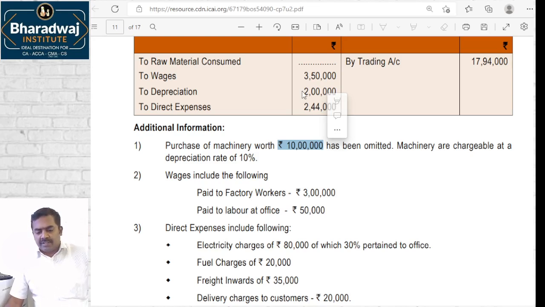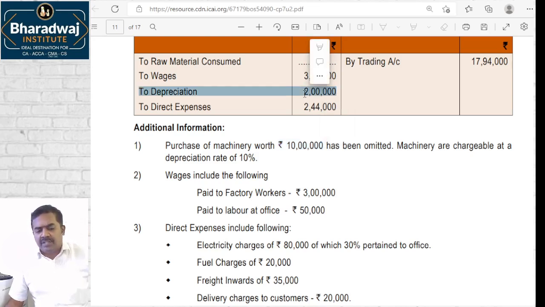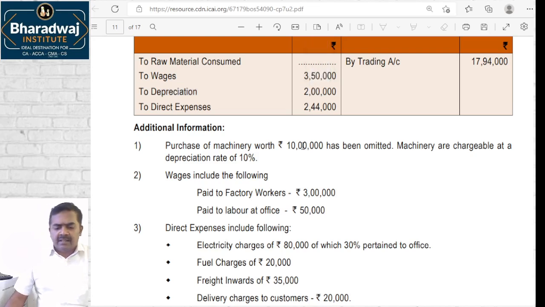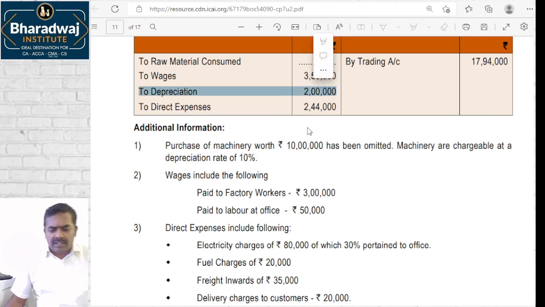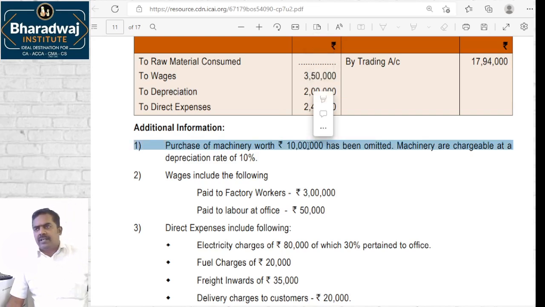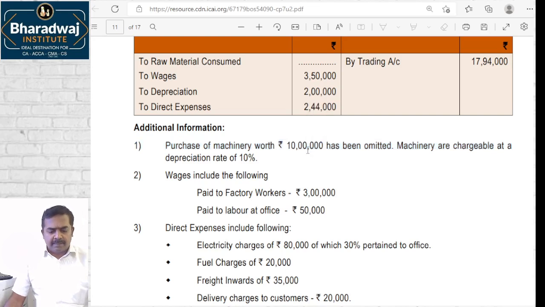First, depreciation as per manufacturing account is 2 lakhs, add 10 lakhs into 10%. 2 lakhs plus 10 lakhs into 10%. How much will it come to? 2 lakh plus 1 lakh, totally how much? 3 lakhs. Depreciation is 3 lakhs.